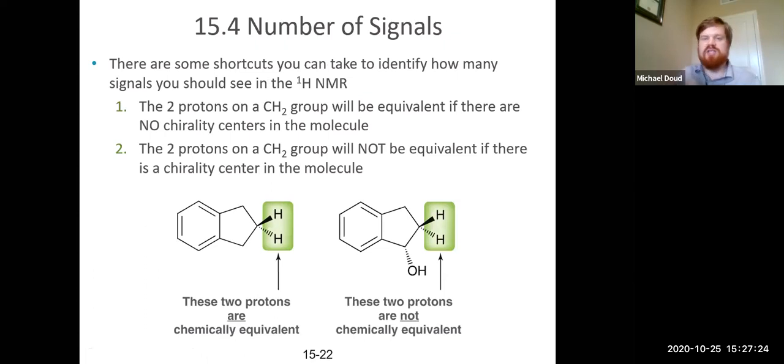So I just told you exactly this shortcut. Again, here's your shortcut. The two protons on a CH2 group will be equivalent if there are no chiral centers, that's what we have on the left. They will not be equivalent, however, if there is a chiral center. You can tell yourself this because, check this out. This hydrogen is pointing the same direction as this OH group. The nature of this OH group is going to change the electronic environment on its neighboring hydrogen here. So in other words, this hydrogen just experiences a different chemical environment than this hydrogen, which is pointing on the other side.